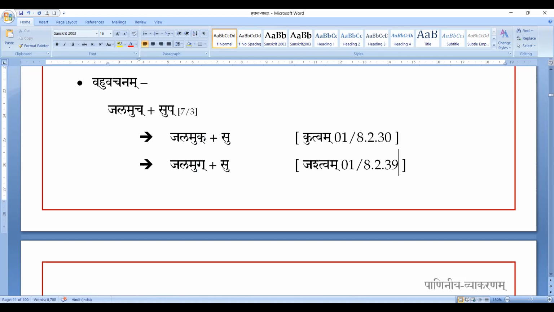Jashtva vidhi number 2. Can you apply just a vidhi number 2? Guruji, no, Guruji. Cannot apply Jashtva vidhi number 2.